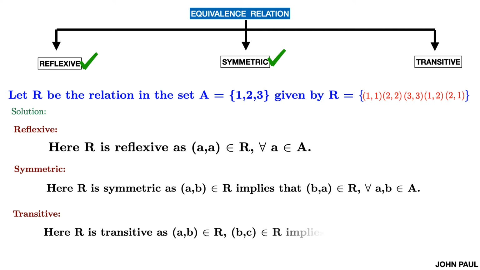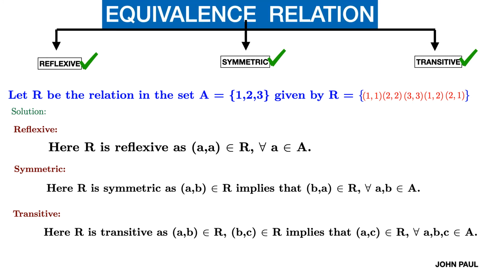Transitive. (a, b) belongs to the relation R, and if (b, c) belongs to the relation R, implies that (a, c) belongs to the relation R, for all a, b, c belongs to the given set A. That is (1, 2) is there, (2, 1) is there. We should have (1, 1). (1, 1) also is present. Therefore, we can say the given relation is transitive. Since it is reflexive, symmetric, transitive, it's an equivalence relation.